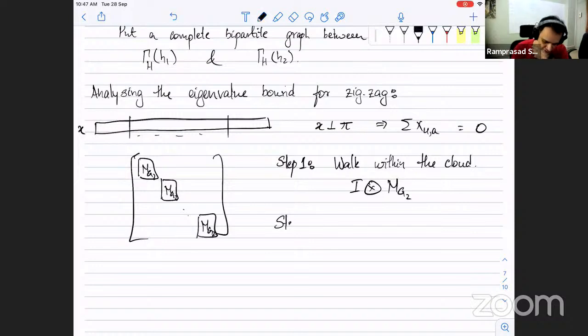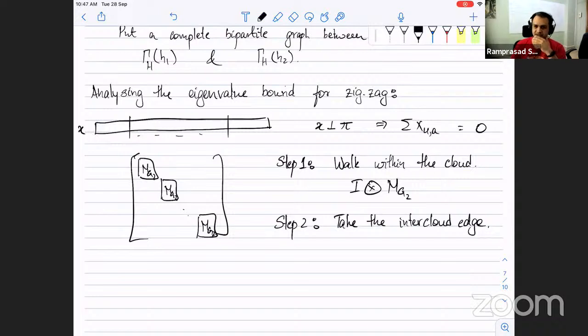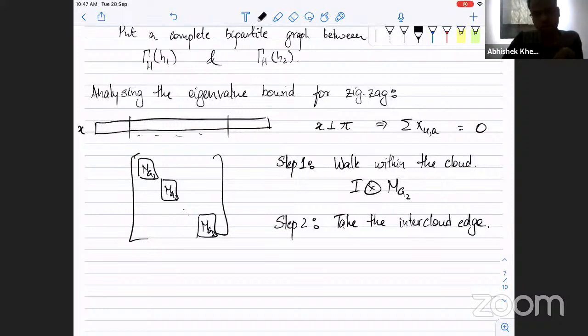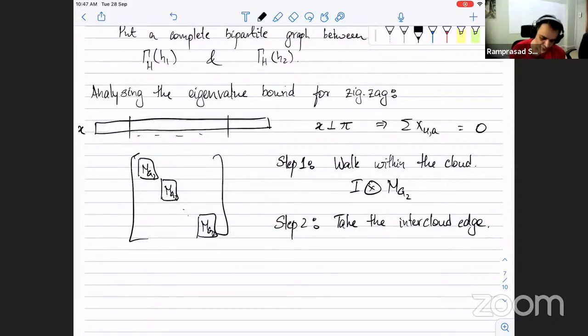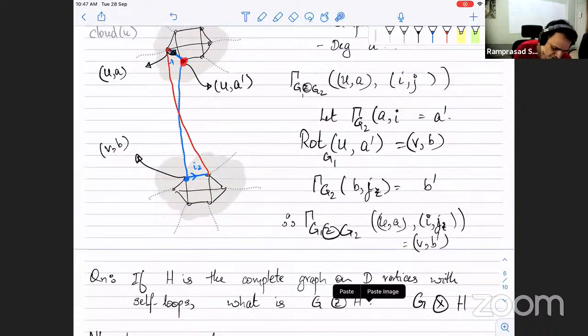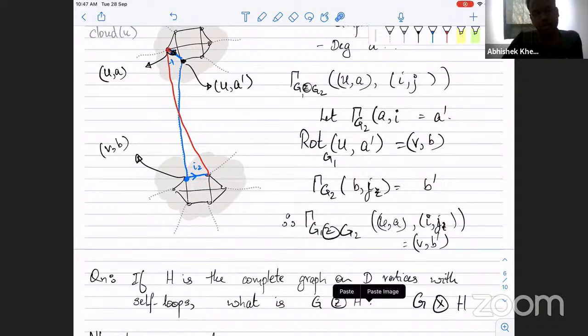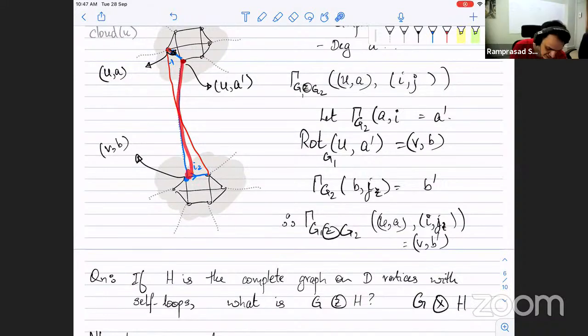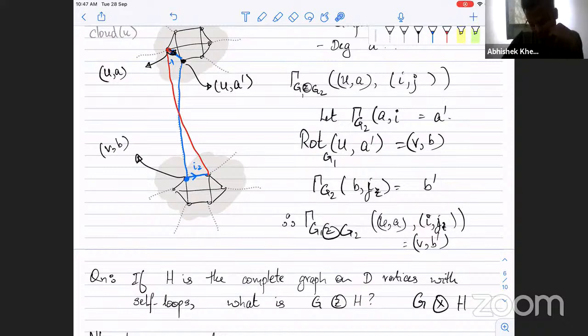Now what about step two? Take the intercloud step. So what will end up happening now? It's like a walk in G1 after zooming out and thinking of those clouds as single vertices. But it's not even a walk in G1. For instance, imagine your vector was putting mass 0.1 on this vertex. It's already determined where it goes, so you have to put that mass on this other vertex. It's just shuffling all the entries of your vector according to the rotation map.